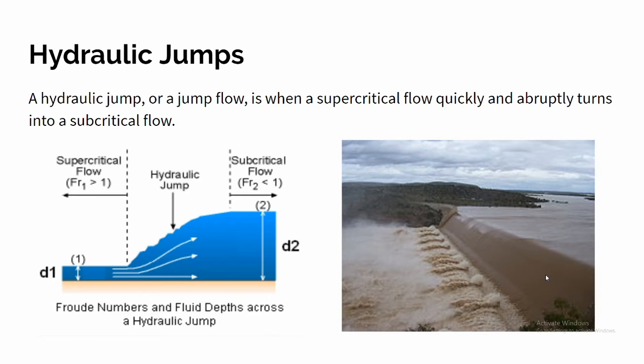A hydraulic jump, or a jump flow, is when a supercritical flow quickly and abruptly turns into a subcritical flow. When a supercritical flow meets a subcritical flow, water will seemingly jump or raise its water level abruptly while slowing down the water velocity, and it launches the water into the air. This is seen in nature with rapids and is also a man-made occurrence in order to prevent the erosion of structures. We will be demonstrating this ourselves with a small homemade model using water flowing from a gutter.